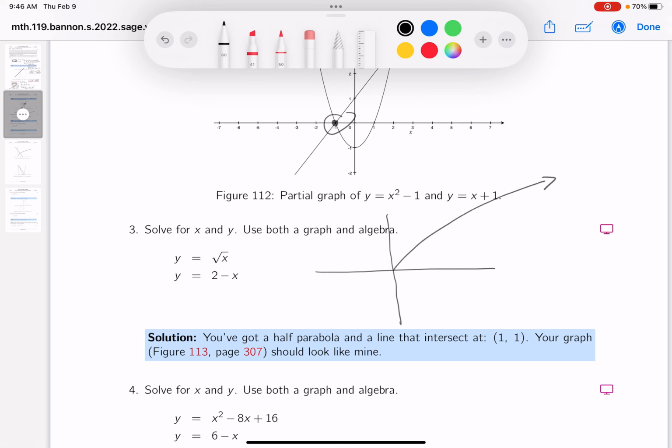That's y equals root of x. And 2 minus x, I think I can do that. That's a line with a y-intercept of 2 and a negative slope, so something maybe like this over here. Now, my problem is wondering what that point is. But I do know there's one point of intersection at this point.